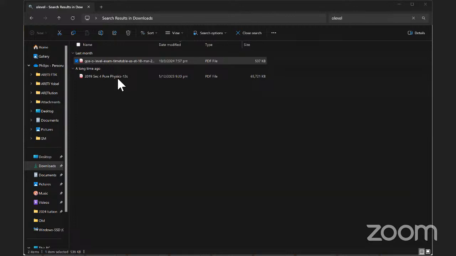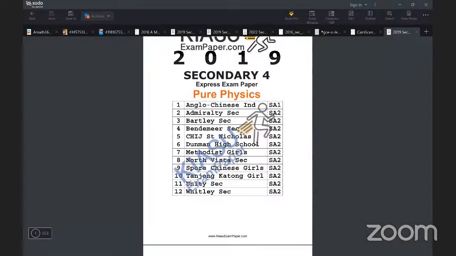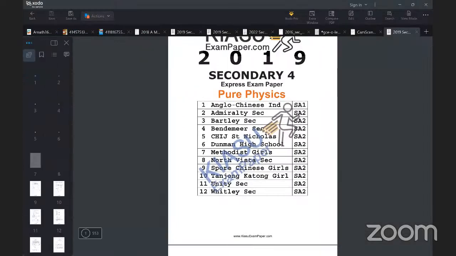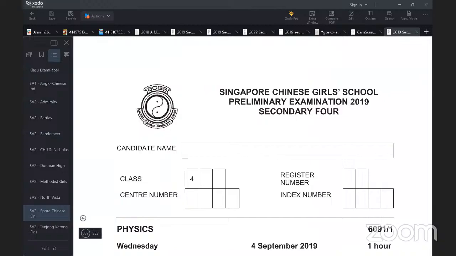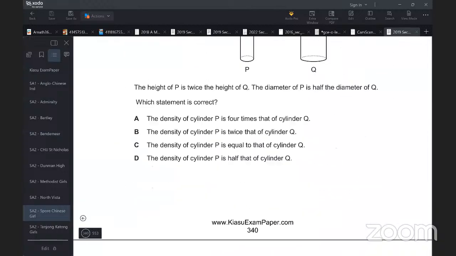There you go. Okay, the screen sharing is not working, so let me try again. Okay, so random school, please. I see Singapore Chinese Girls. Singapore Chinese Girls, okay. We're going to skip the MCQ.